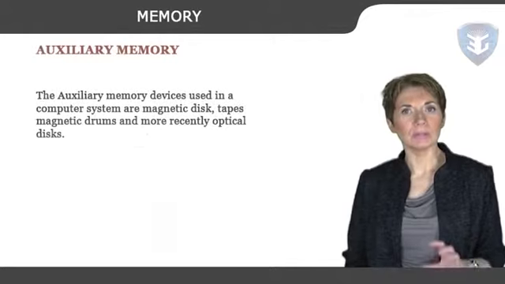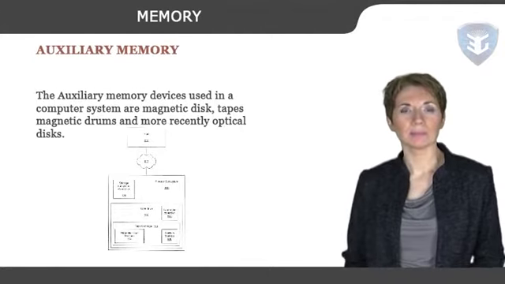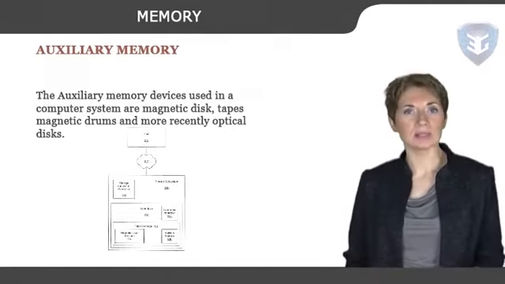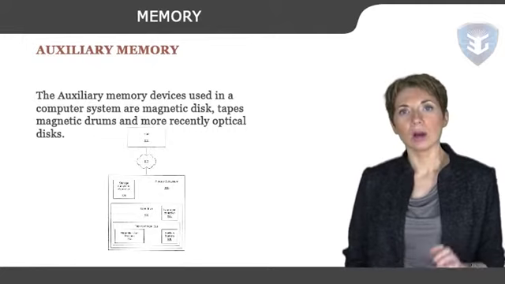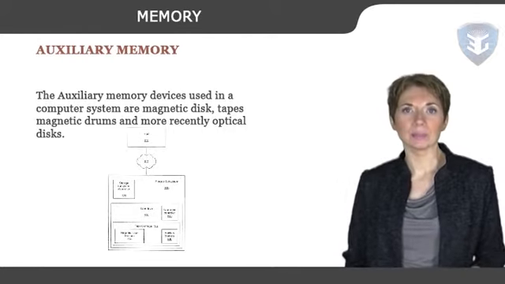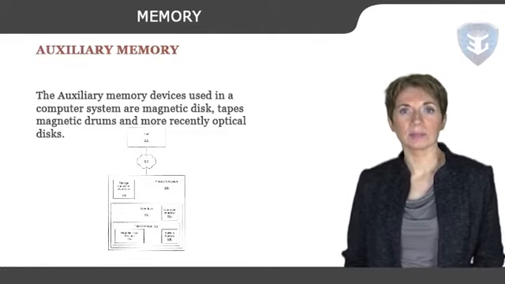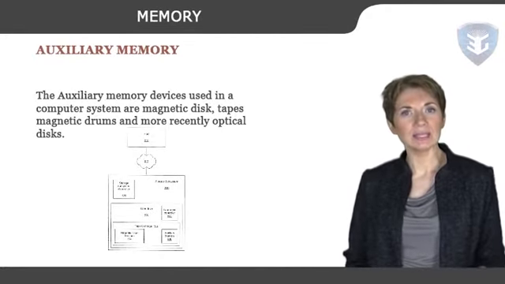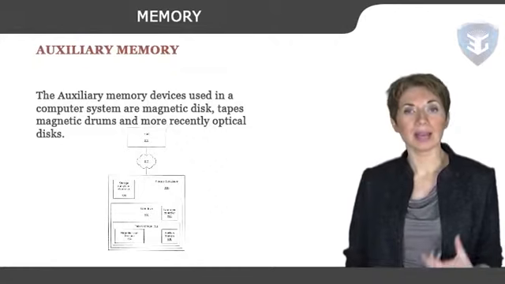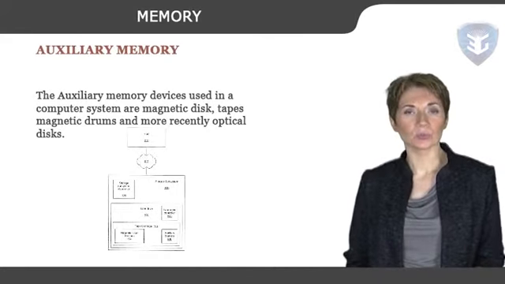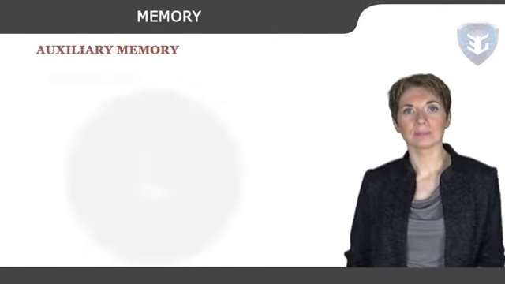Let's now learn the meaning of auxiliary memory. The auxiliary memory devices used in a computer system are magnetic disk, tapes, magnetic drums, and more recently, optical disks. The important features of any device are its access mode, access time, transfer rate, capacity, and cost.